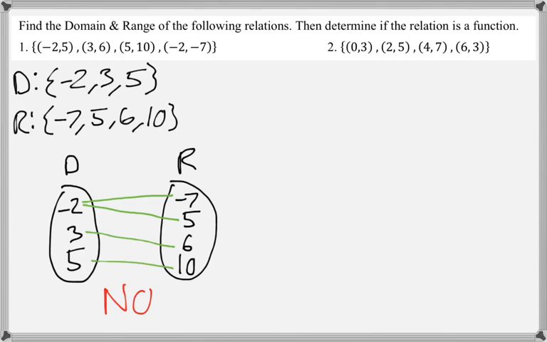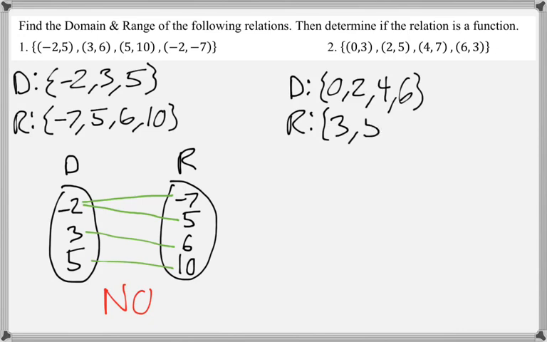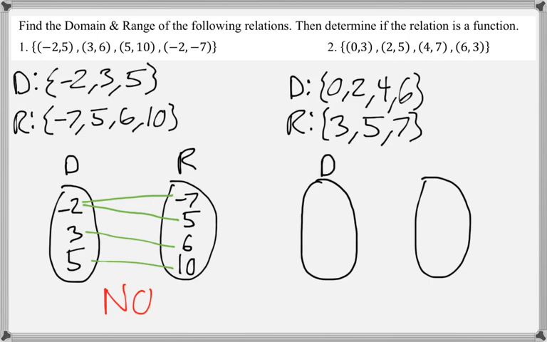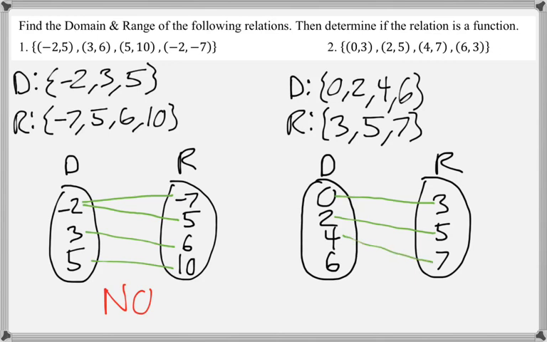Let's do number 2. My domain is 0, 2, 4, and 6. My range is 3, 5, and 7. To determine if this is actually a function or not, I want to make a mapping. So I've got 0, 2, 4, and 6, and then 3, 5, and 7. 0 gets mapped to 3, 2 gets mapped to 5, 4 gets mapped to 7, and 6 gets mapped to 3.